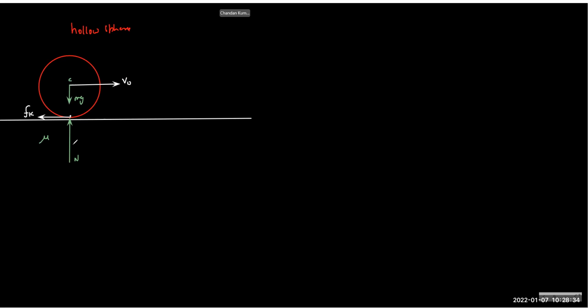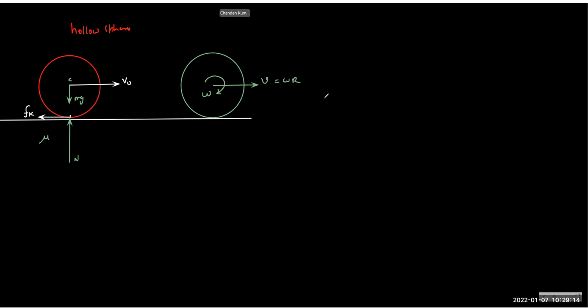So now a moment will come in its journey that this hollow sphere will decrease the velocity from V naught to a lesser value V, but at the same time it will increase the omega from zero to some value omega. And this process will continue for some time. Because V naught is decreasing and omega is increasing, there must be a moment when the two will become equal.